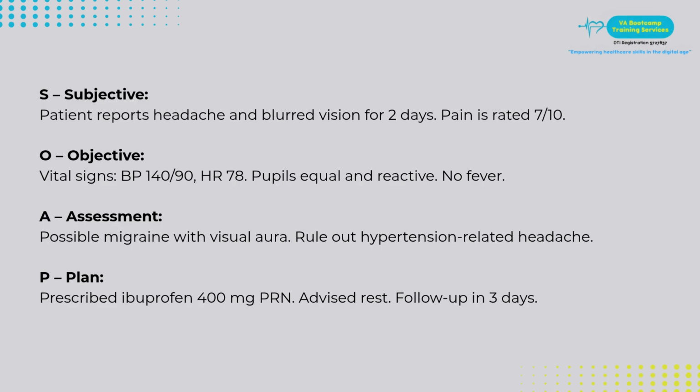A, assessment: Possible migraine with visual aura. Rule out hypertension-related headache. P, plan: Prescribed ibuprofen 100 mg PRN. Advised rest. Follow up in 3 days.